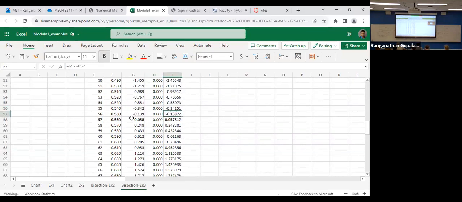So right here, if you see 56 and 57, it went from minus 0.13 to 0.05. So there is a root between 0.55 and 0.56. Now I'll give you time to open an Excel sheet on your laptop and do this, and then we'll do the iterations together. Or if you don't have your laptop, try to do it on pencil and paper.